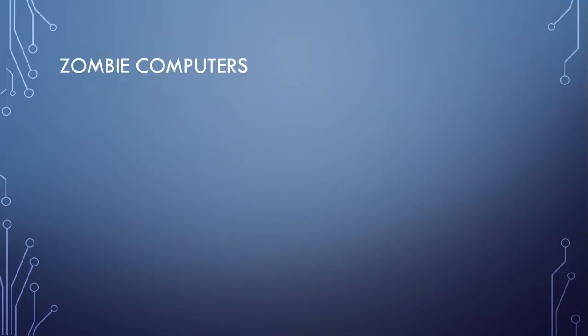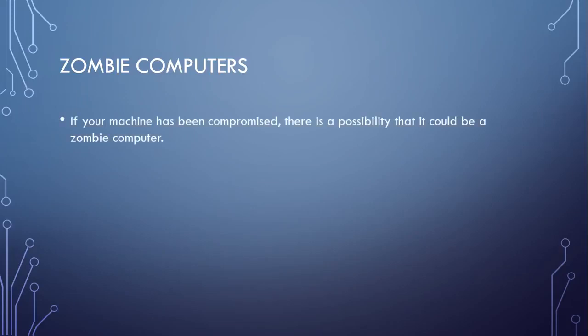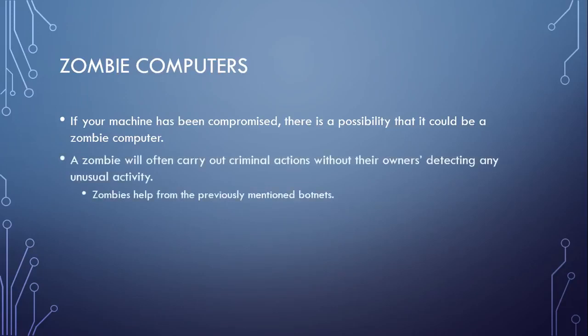All right. The next type is zombie computers, which I had already mentioned here. If you don't know what a zombie computer is, it doesn't mean that your computer has become undead. It just means your machine has been compromised, and there's a very big possibility then that it is a zombie. A zombie will often carry out criminal actions without their owners detecting any user activity. This is part of the reason why we call it a zombie, because it's acting on its own volition. It's not in your control.